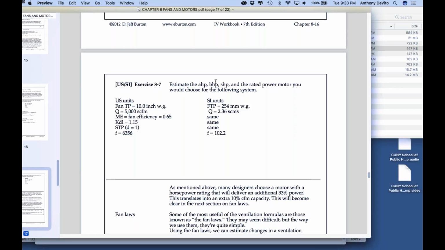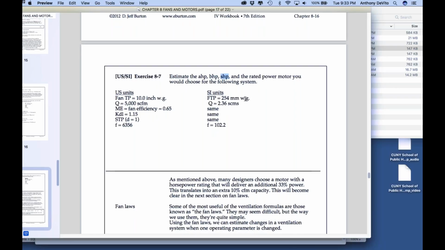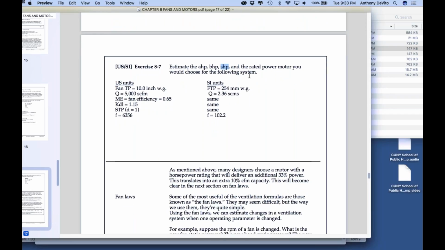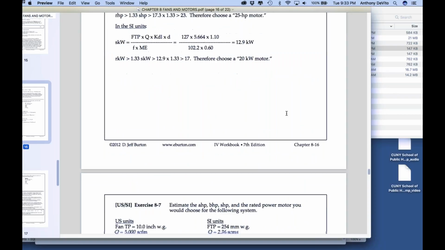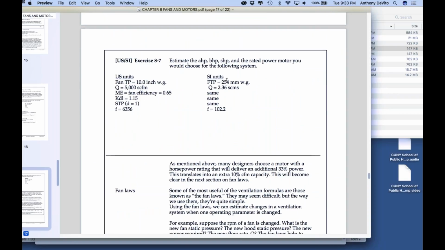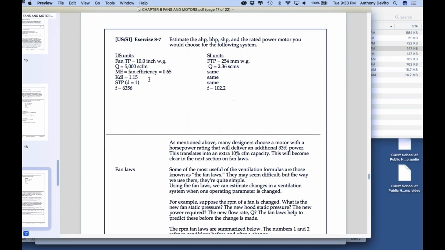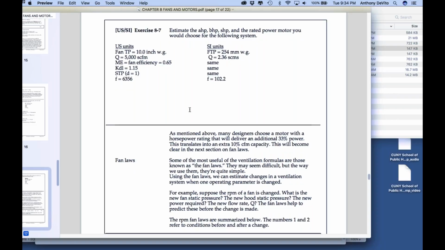And then you calculate brake horsepower. Then you calculate shaft horsepower. And then you eventually go down and you calculate the rated horsepower. They actually don't even ask you for the rated horsepower. No, and then the rated horsepower for the motor that you want to choose. And it's the same calculation you have there. The only difference is notice that these are metric units, right? So the... oh no, they're not metric units. What's that?